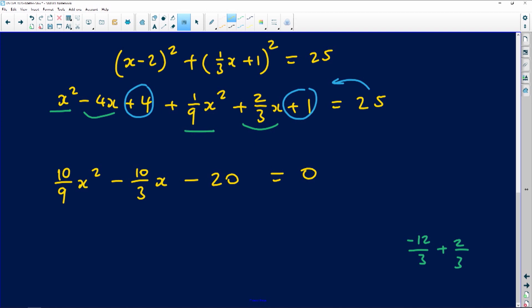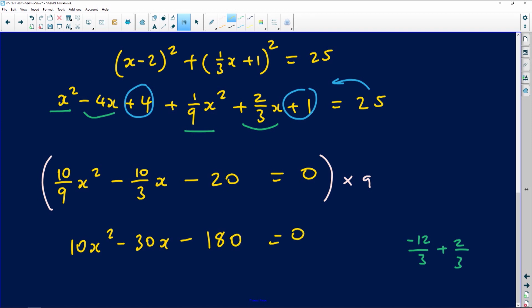But if you don't want to confuse yourself, you just multiply everyone by 9. So multiply the entire equation by 9. Just say times 9 to undo the division by 9. I want to undo division by 9, so I multiply everything by 9. 9 times 10 over 9 just leaves us with 10x squared. 9 times 10 over 3, the 3 from the 9 will cancel the 3 on the denominator. I'll have 3 times 10, which is going to give me minus 30x. The product of 9 and 20 is 180. So this is basically what you end up with.